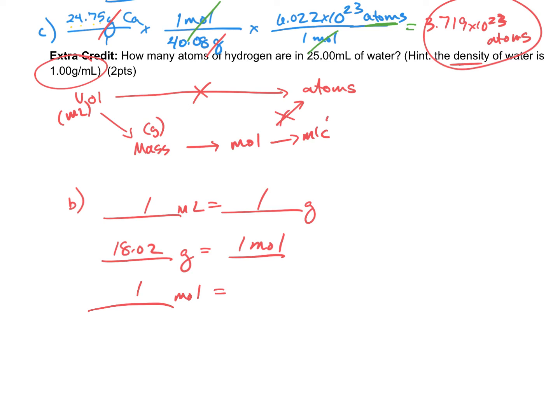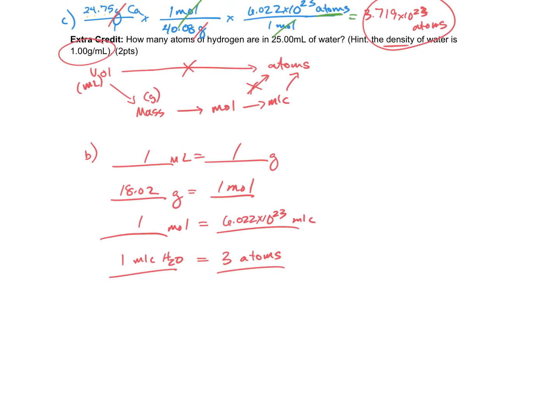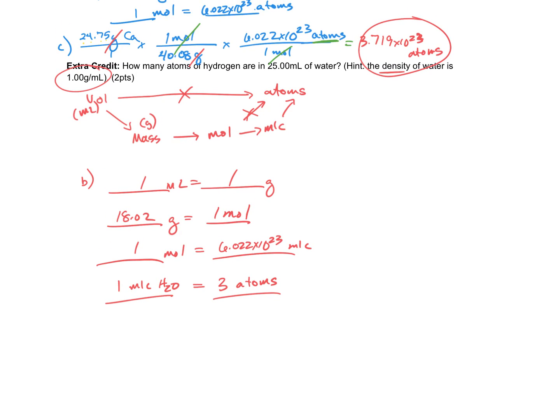We have to get to molecules. So water is a compound. So 1 mole is 6.022 times 10 to the 23rd molecules. But the question is, how many atoms are there? And in 1 molecule of water, there are 3 atoms. Okay, so I lied before. This is actually a 4-step conversion. To get all the way from volume into atoms, you need volume to grams, grams to moles, moles to molecules, and then molecules to atoms.